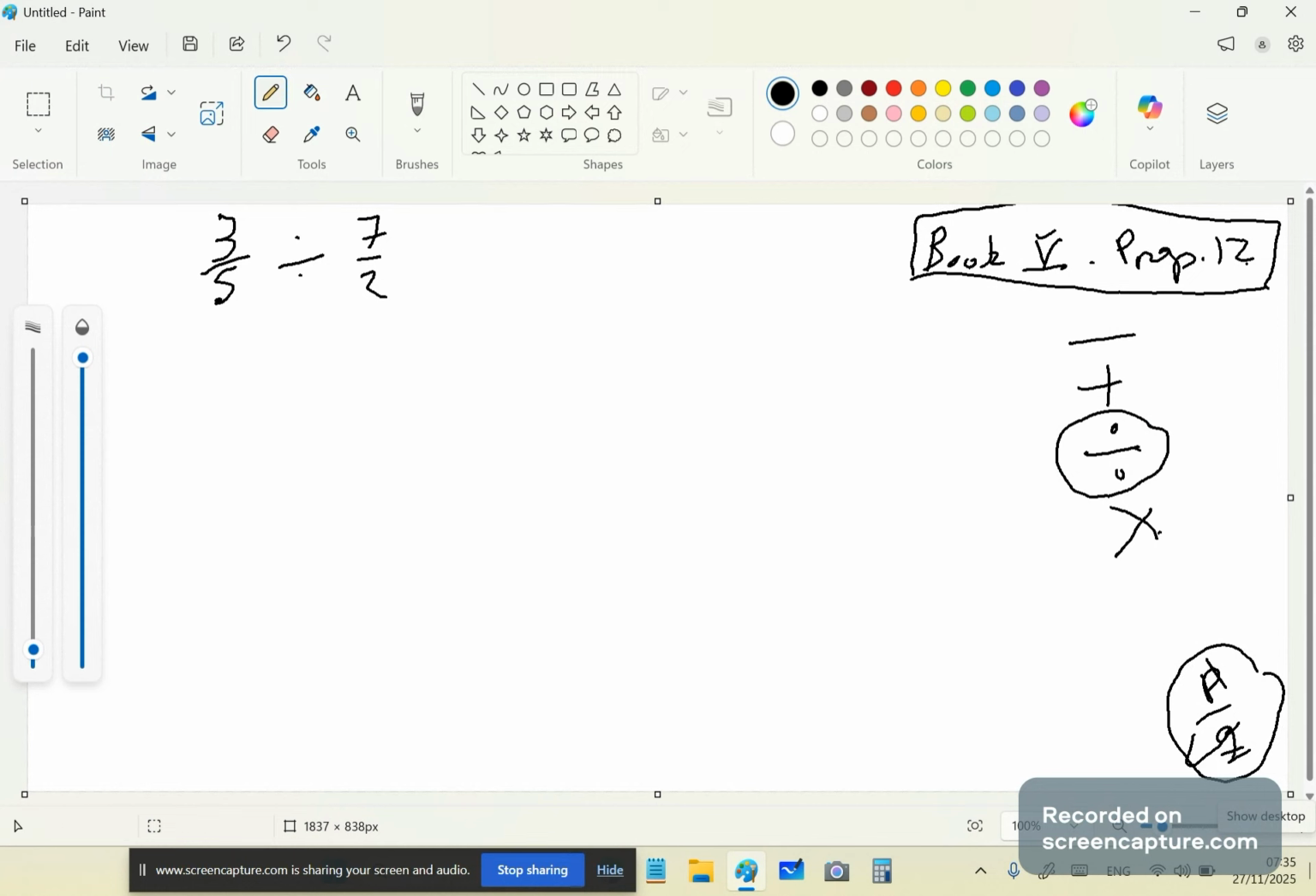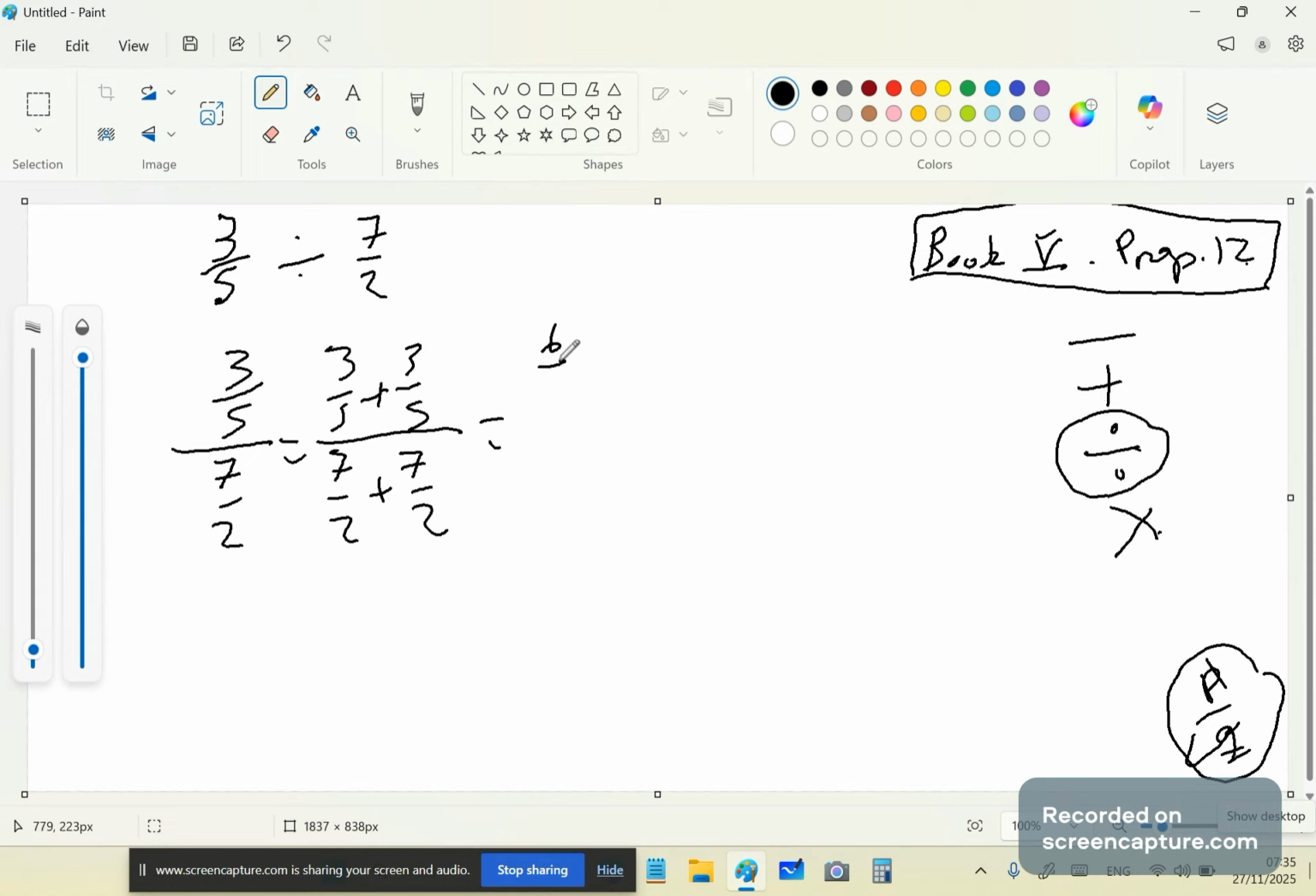Well, it's very simple. From Proposition 12, we can just rewrite this as 3/5 over 7/2. And then we can say, all right, just keep on adding them until we get whole numbers. So we'll add the top here as well, 3/5 plus 3/5, like that. And that will give us 6/5 over 14/2, which is just 7. So we got a 7 at the bottom, no problem.